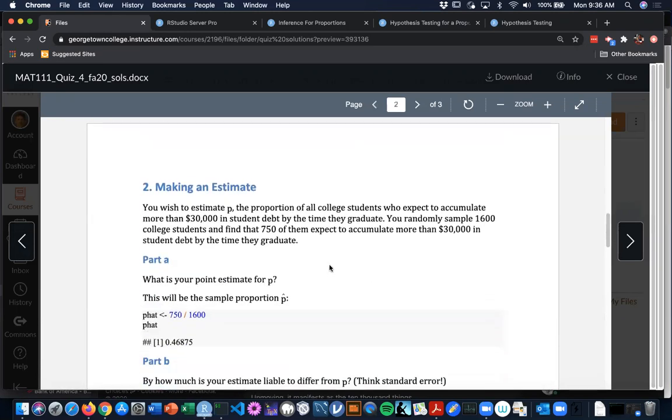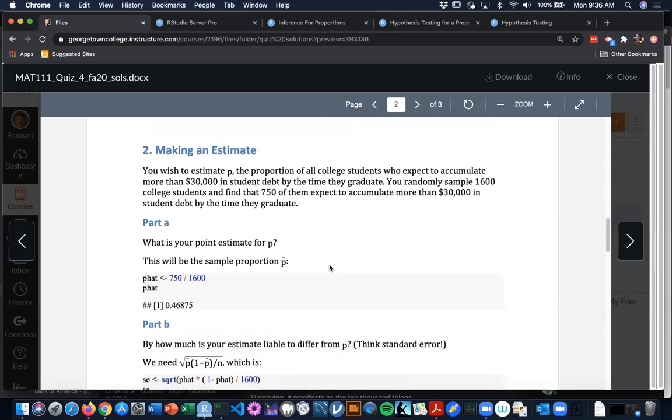So the key thing there that people need to review on when they miss stuff is this distinction between population and sample, population proportion and sample proportion. It's foundational for the whole rest of the year.